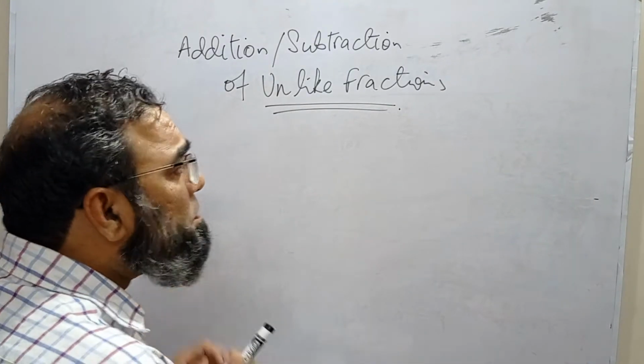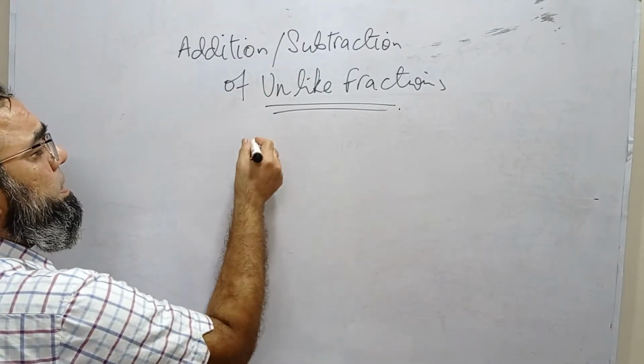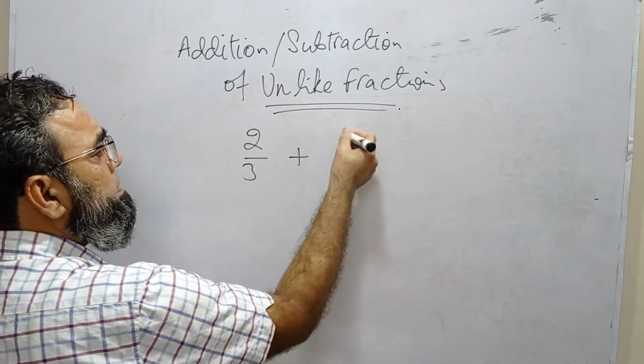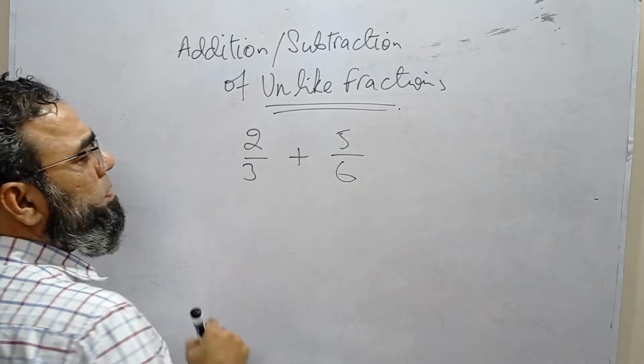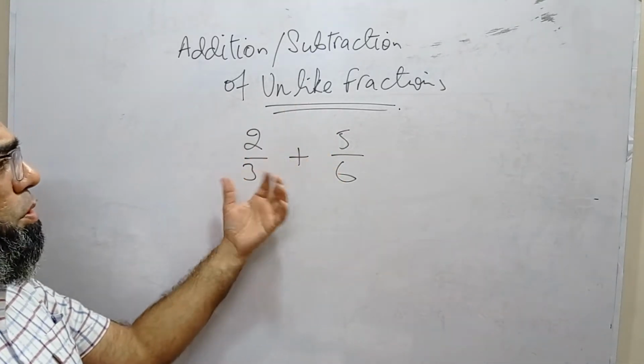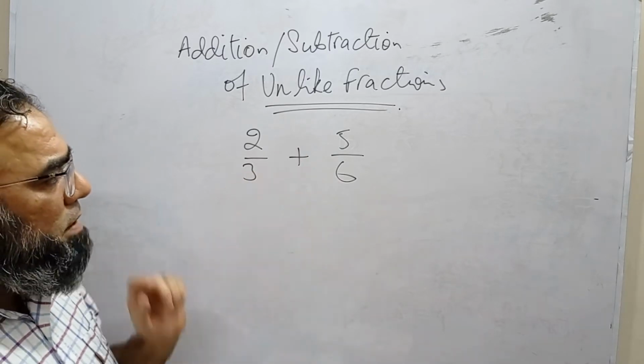Unlike fractions, let's start. Suppose you have 2 over 3 and you want to add 5 over 6 into it, okay? There is 2 over 3, there is 5 over 6. So you see that these are two unlike fractions.